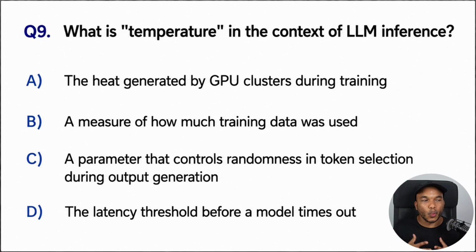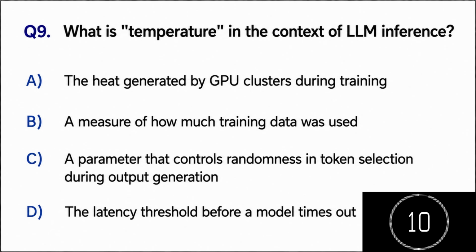Question number 9, what is temperature in the context of LLM inference? Is it A, the heat generated by GPU clusters during training? Is it B, a measure of how much training data was used? Is it C, a parameter that controls randomness in token selection during output generation? Or D, the latency threshold before a model times out? Good luck, your timer begins now.